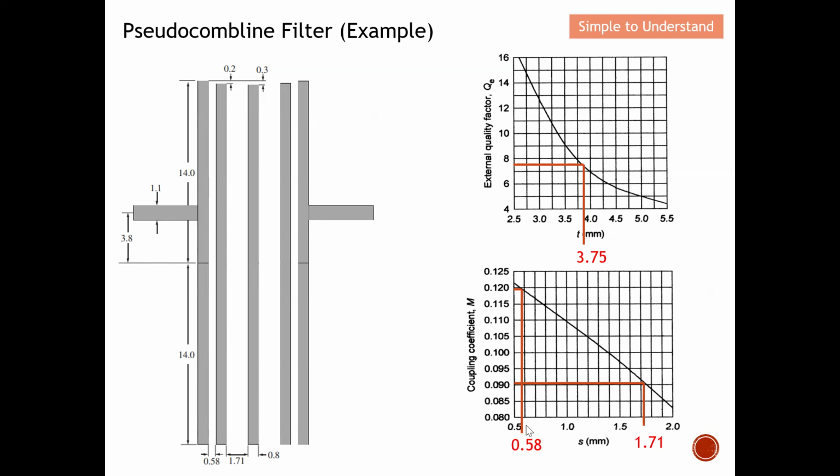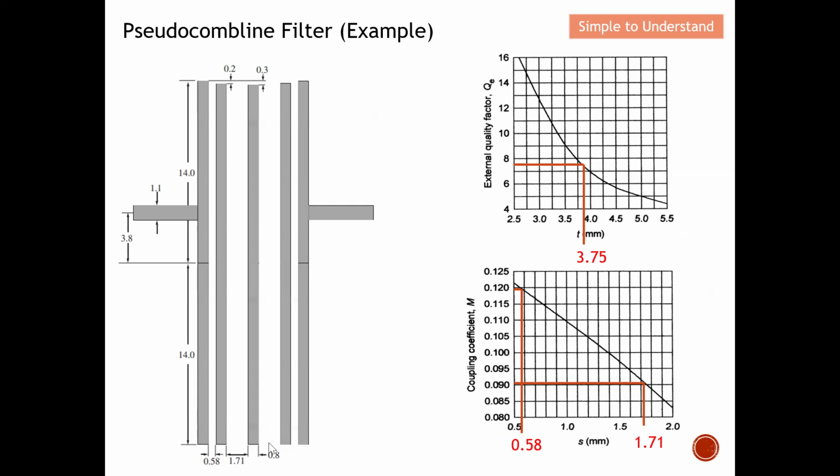Next, in terms of the spacing here, the first one is 0.58. You can see over here, this is 0.58. This is the coupling coefficient between the resonators. This will also be the same, 0.58 here. The next one will be equal to 1.71, which is here. This part here will be 1.71, same as this part here, which is 1.71.